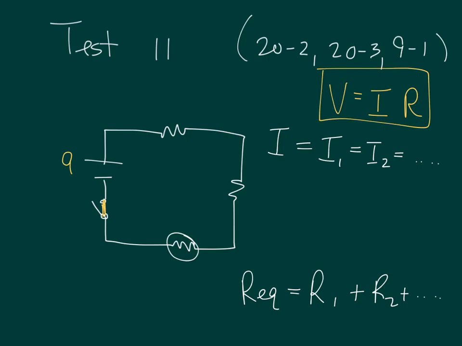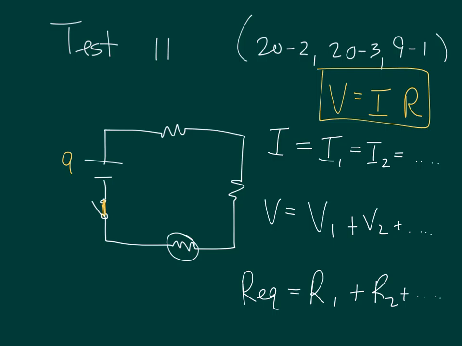So what would that say? How would I write that? I wrote my I equation, my R equation. What's my V equation that should go here? V equals what? Good. V1 plus V2, dot, dot, dot. Those are my 3 rules there in white.